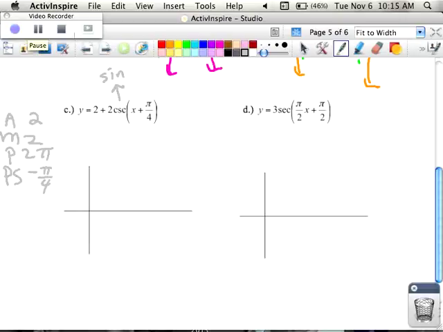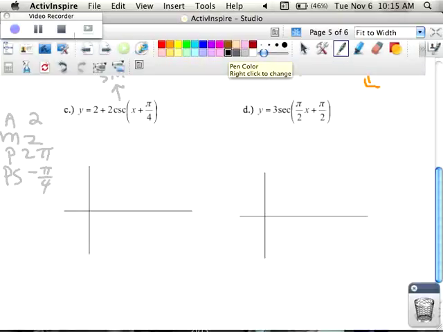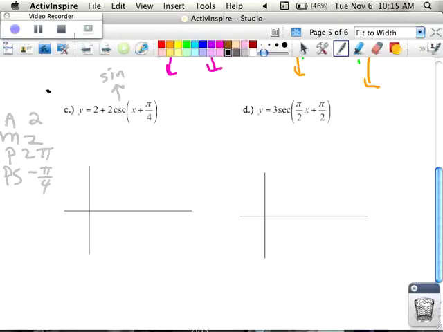Alright, back to our problem. The first thing I'm going to take care of is the midline. So as I mark up my graph, what just happened? You just pulled it down. I don't really know how that happened. Okay, so my midline is at 2. So 1, 2. Here's my midline. Remember, everything is going to be based off of that midline.